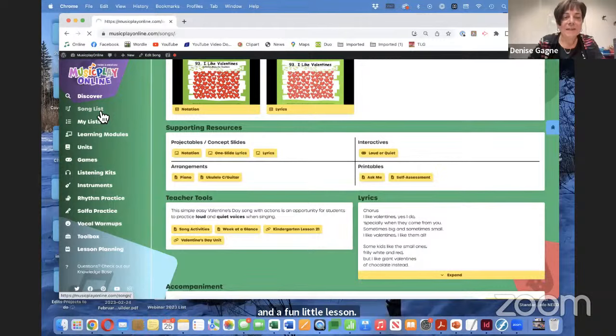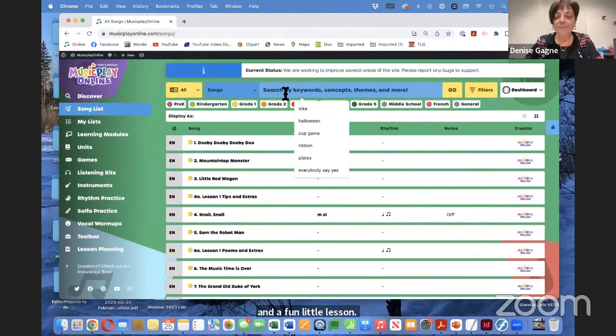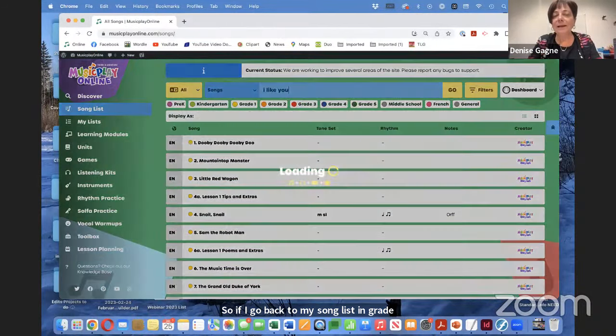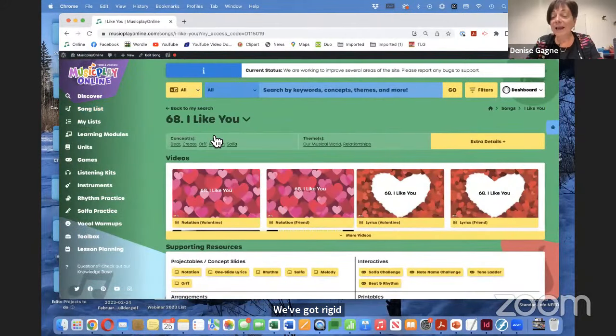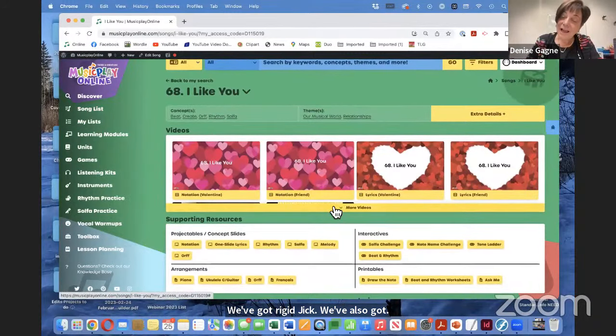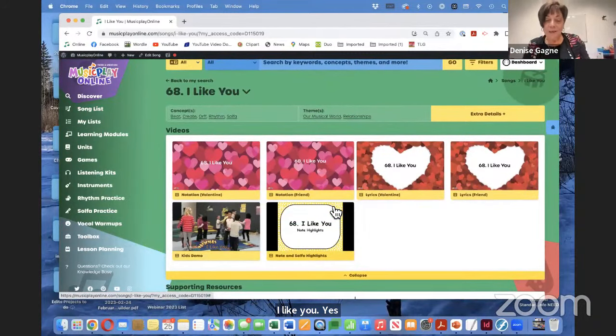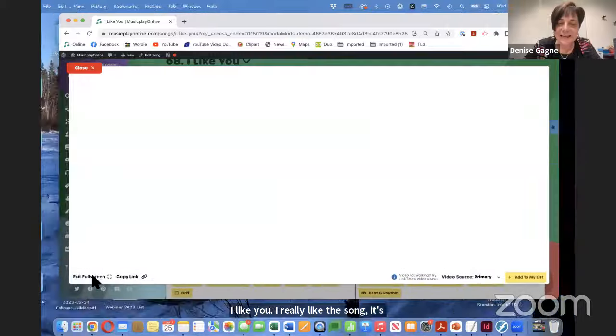So if I go back to my song list in grade one, we've got Rig a Jig Jig. We've also got I Like You. Yes, I do. Will you be my Valentine? I like you. And if you have a child that doesn't do Valentine's Day, will you be a friend of mine? I like you. I really like this song. It's Bow Wow Wow. The kids love to play this game. They always giggle and laugh when they see their friends coming.